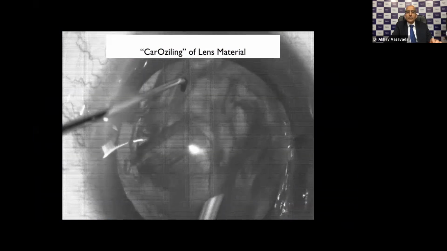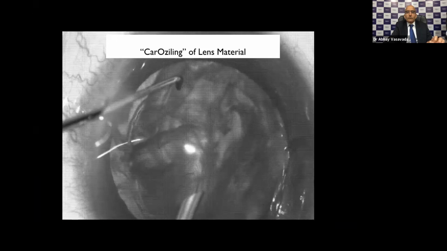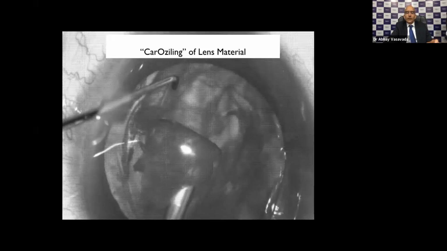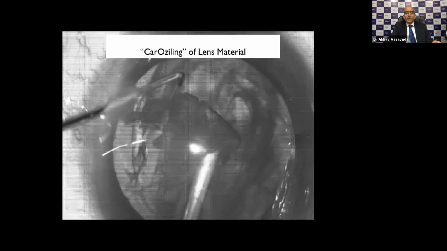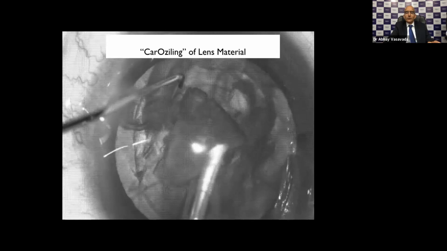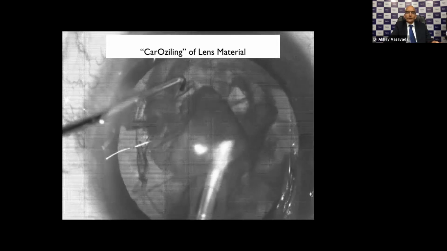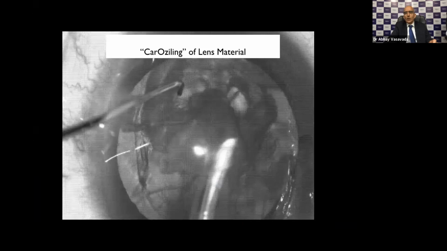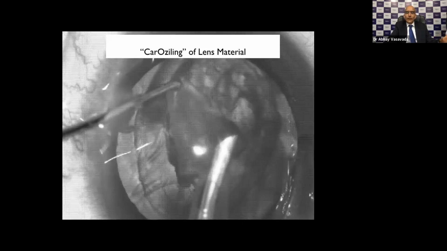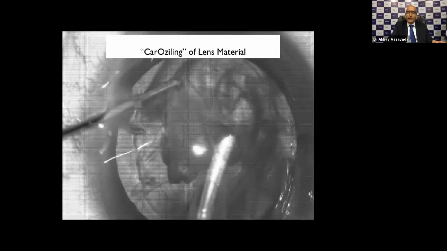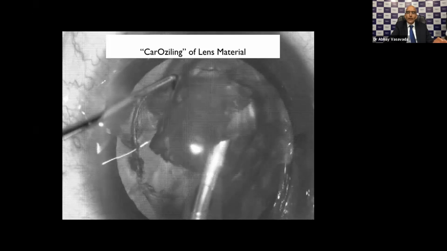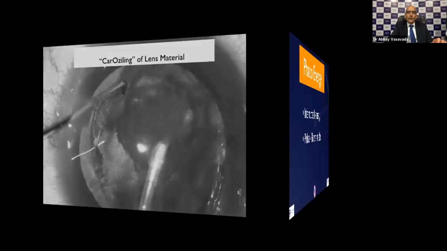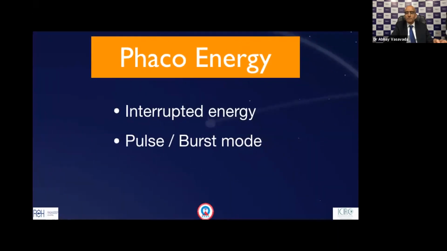This high-speed photography, which my colleague Dr. Sambharesh Srivastava produced, what we call carousing, like a torsional, the lens material remains at the tip. This is at a very high-speed photography showing what the torsional ultrasound can do. My left hand is steady, but the lens material gets repositioned all the time at the phaco tip. That's what the torsional ultrasound does, and that enables us to keep the flow rate low and still achieve the efficiency.